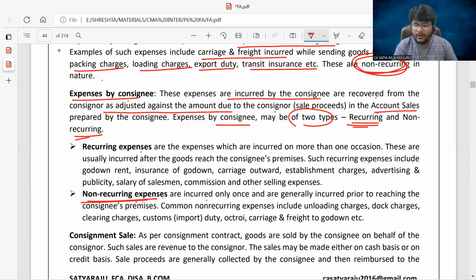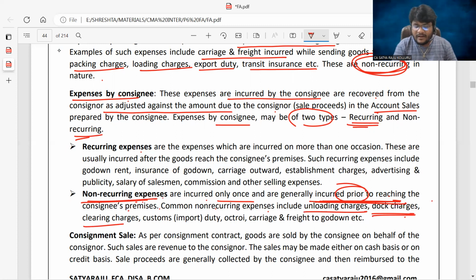Non-recurring expenses are incurred only once and are generally incurred prior to reaching the consignee's premises. Common non-recurring expenses include unloading charges. Once the goods are received, we need to unload. Dock charges, if they are coming from the ship, we need to pay certain dock charges.